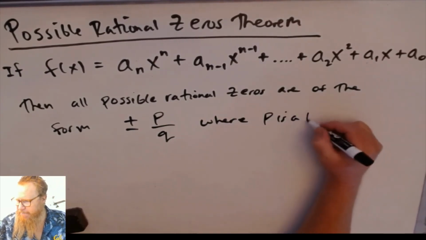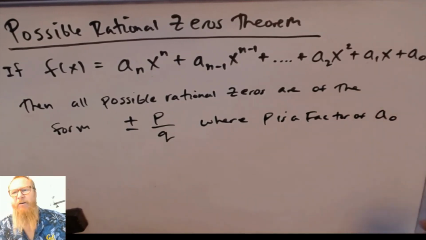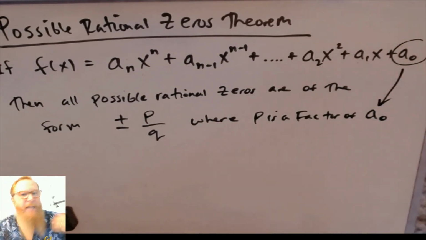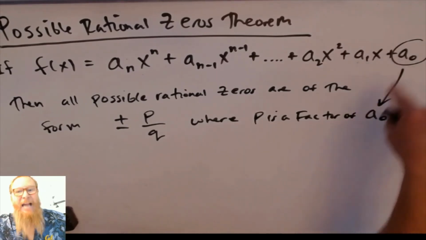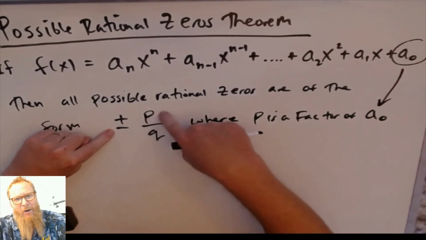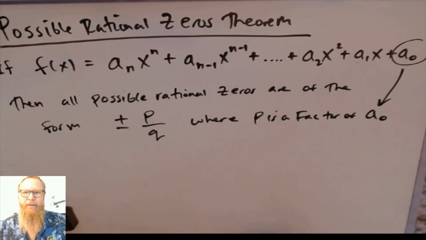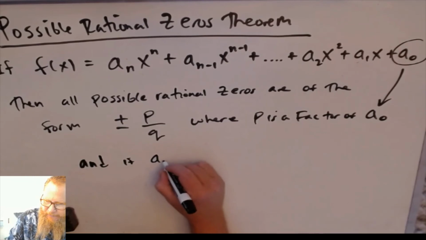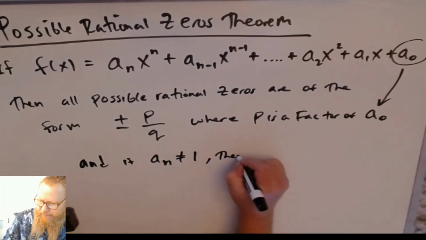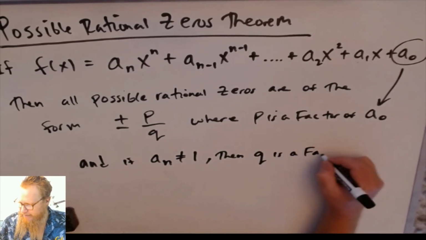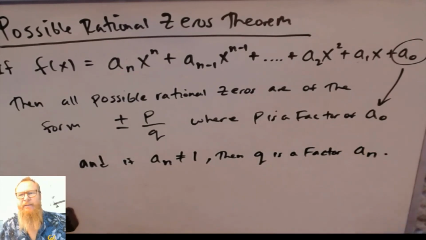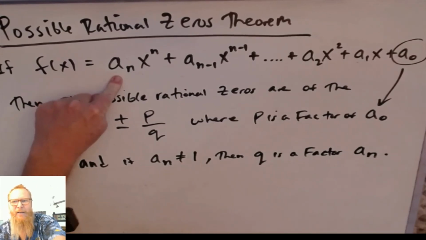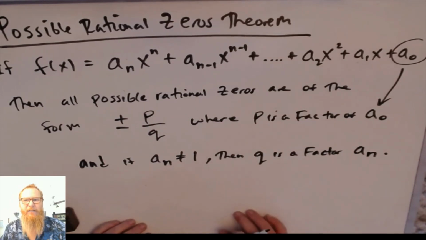where p is a factor of a0. There's your a0, the last term. So for example, the one we just did, that was 80. So I did plus or minus all the factors of 80. And if there's a leading coefficient, then q is a factor of an. So if the leading coefficient is not 1, then you have to list out the factors of that leading coefficient.